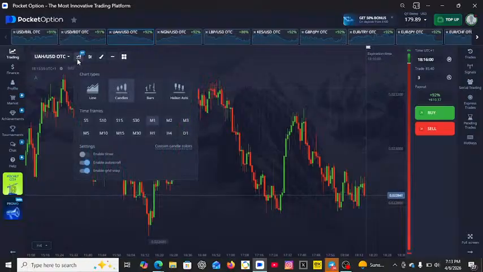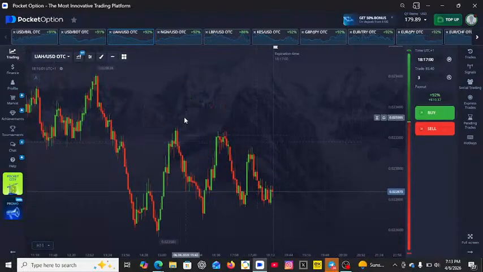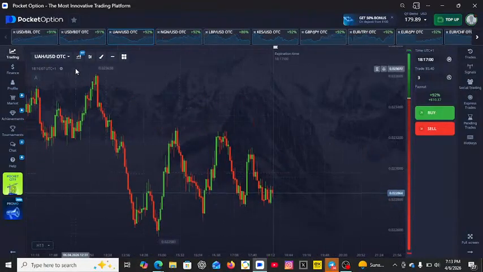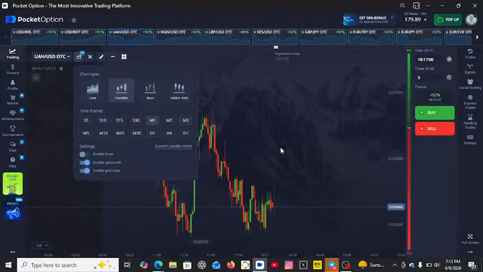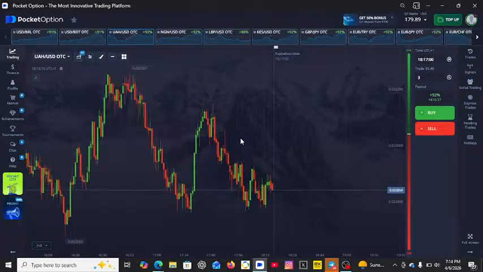I want to be able to see the spot direction of the market. Okay, the market is in a downtrend, but it's not in a strong downtrend. It's kind of ranging.